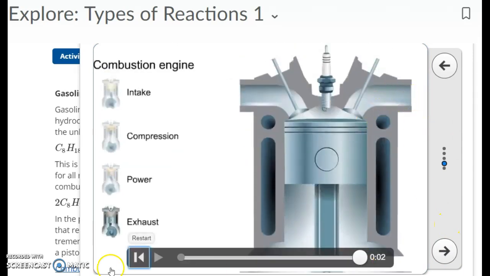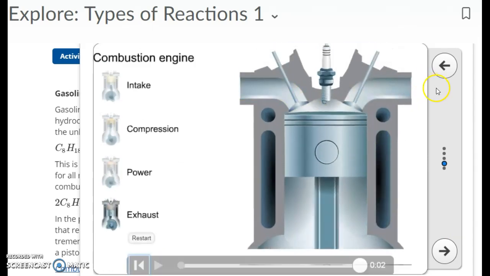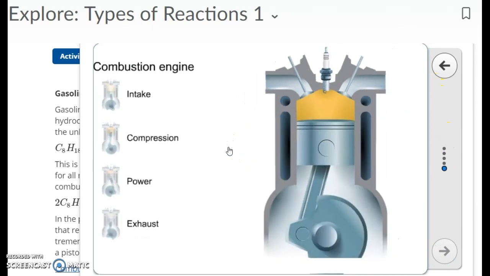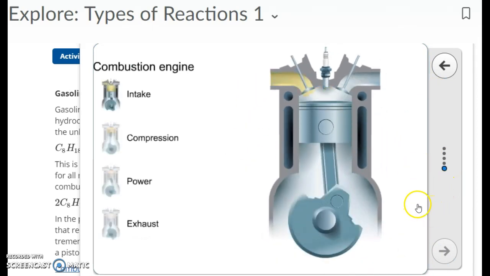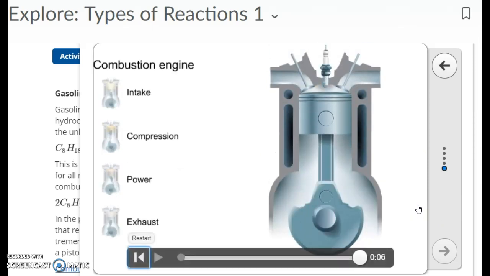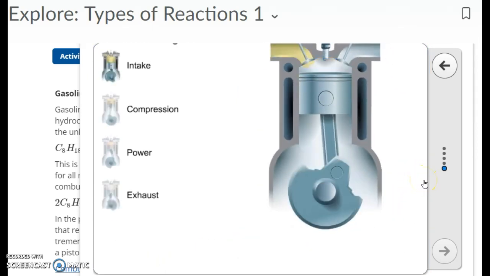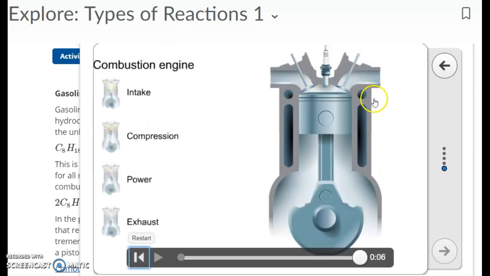And you can see the exhaust is going out. Okay, so this repeated process here is happening in your car. Pretty cool, huh? So this just shows how you use chemistry every single day and probably don't think about chemistry with your car.